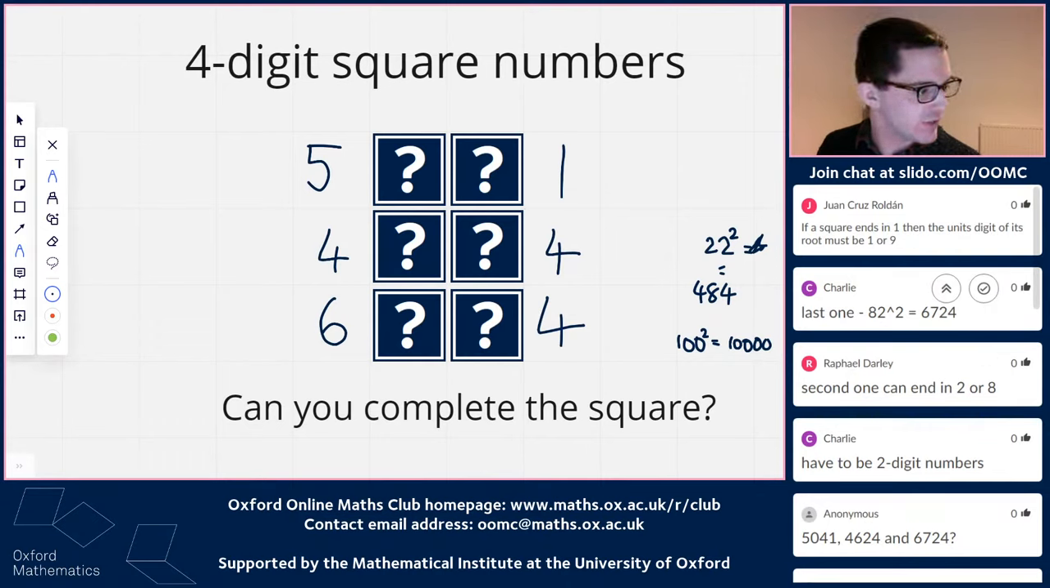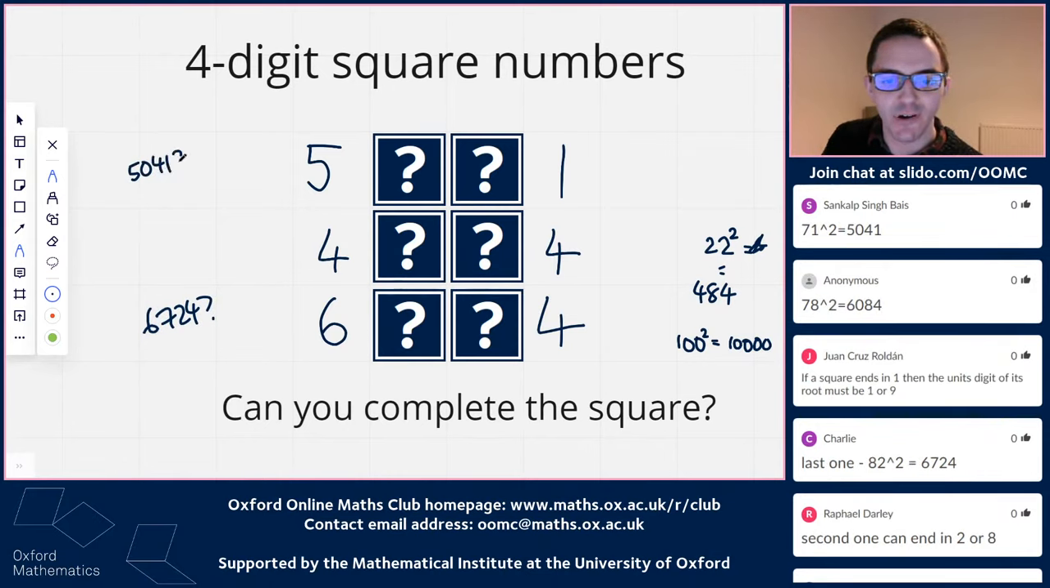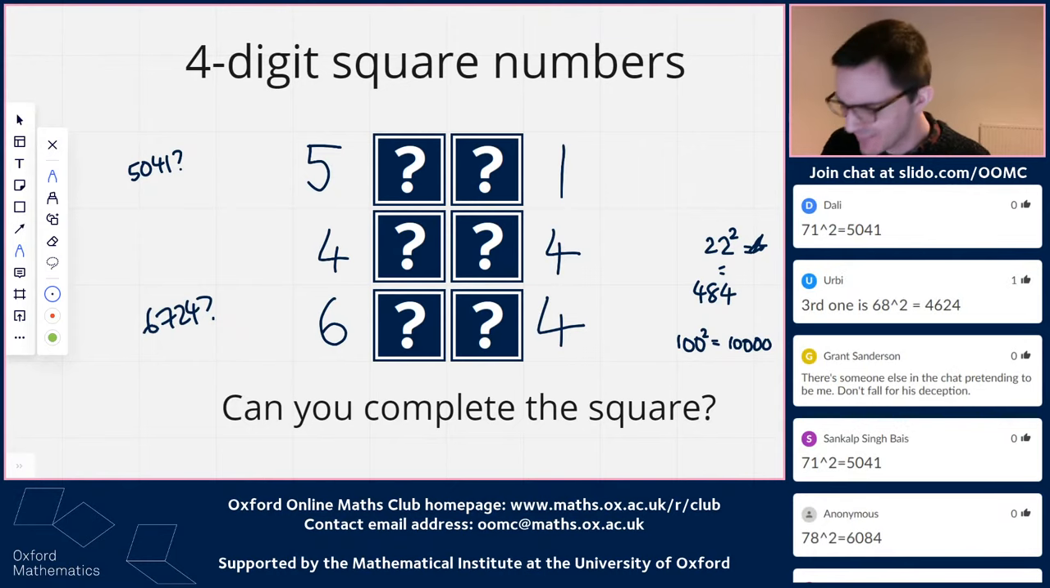And here's some other suggestions for what those last numbers might be. I've seen 6724 come up quite a lot for suggestions over here. I've seen suggestions for 5041 over here. People are maybe working out square numbers. There's probably a systematic way to do this. Let's think about systematic approaches. Loads of people in chat are giving me square numbers now, which is really exciting, including what the square root might be, which is good. It makes it easier for me to check whether these things are a square or not.